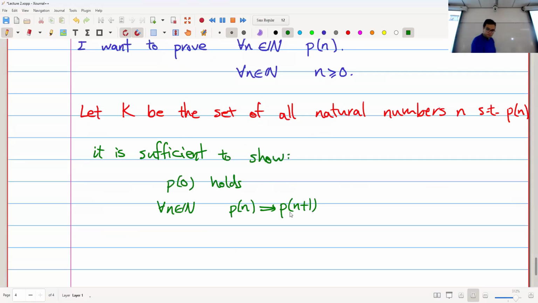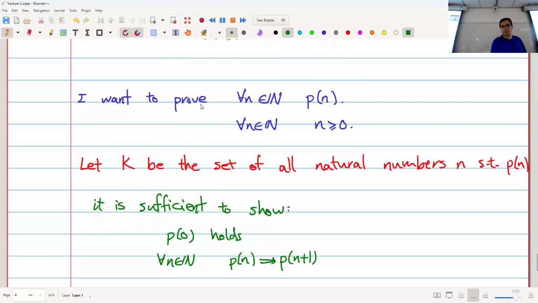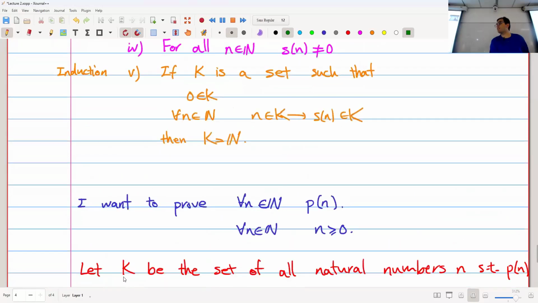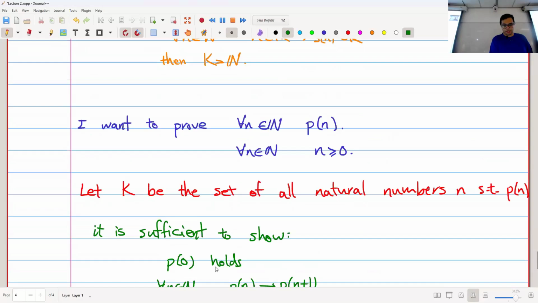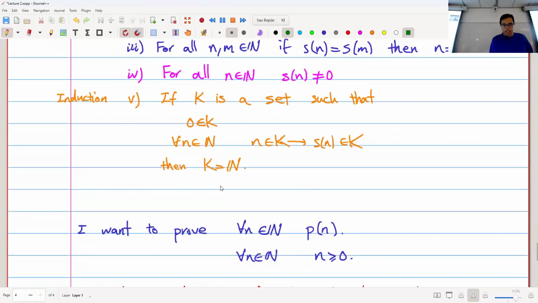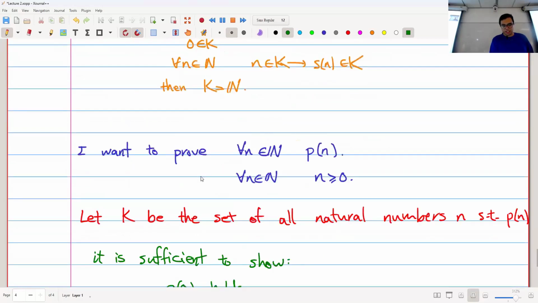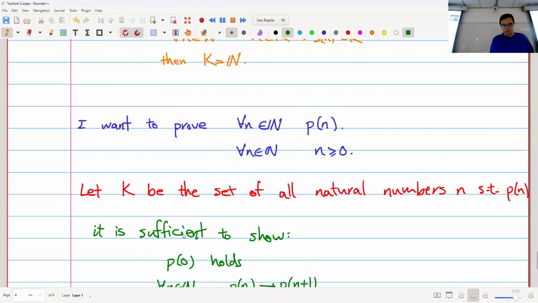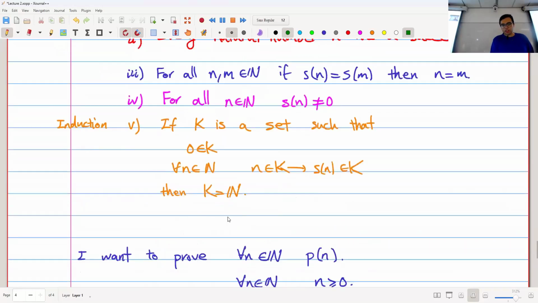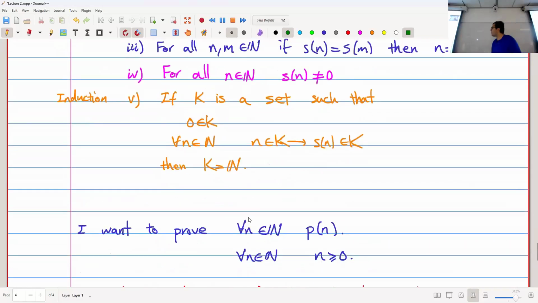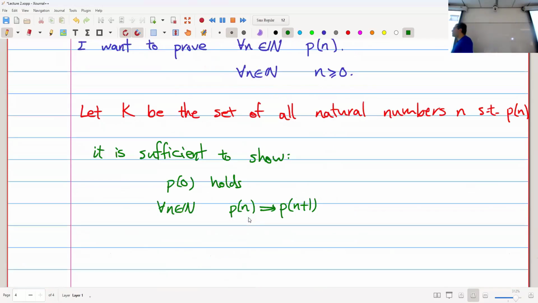P of 0 holds is the same as saying 0 is in the set K, because that's the definition of K. I said K is the set of all natural numbers that satisfy P. So this is the same as this part. And this one is the same as the second part. I'm saying that for every natural number n, if P of n holds, then P of n plus 1 holds.